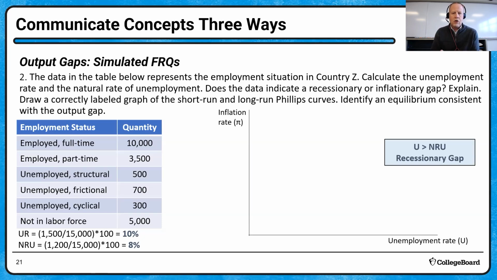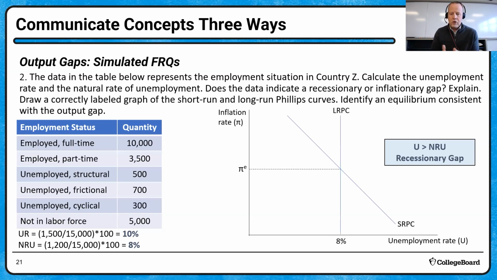Next, we have to draw our Phillips curve. I've already got the axes here for you. Inflation on the y-axis, unemployment on the x. Now we have to show what we learned here, what we have calculated on a correctly labeled graph of the Phillips curve.